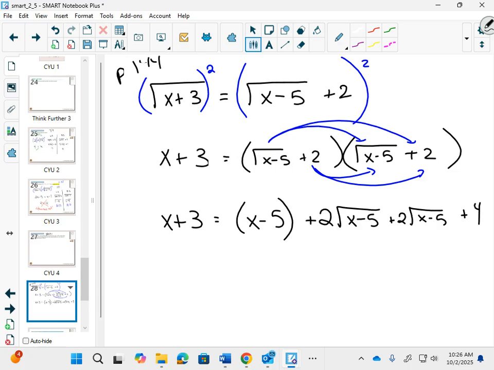Do I have some like terms here? Yes. Okay. x plus 3 equals, I have an x, minus 5, and then plus 4. Can you see that will be minus 1? And then the 2 root x minus 5 plus another 2 root x minus 5, I will have plus 4 of those.